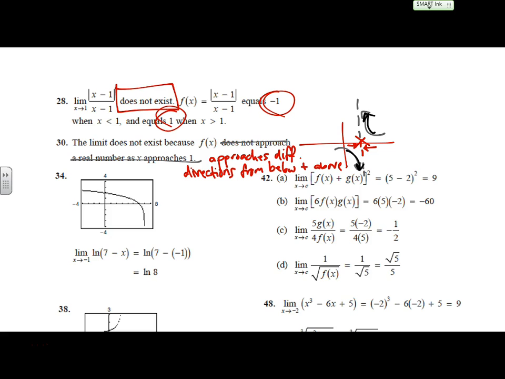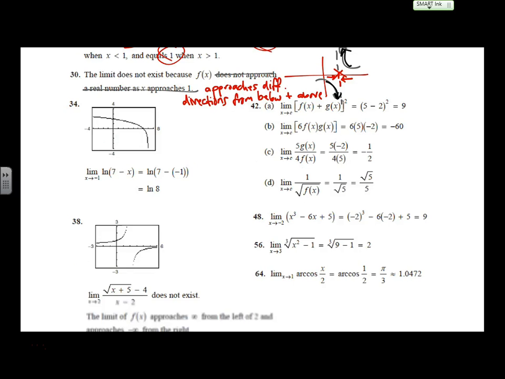You guys can already see number 34, that's ln of 8. Number 40, that was just from substitution. Number 42, you guys were just using properties, and hence how you were able to get 9 to negative 60, negative 1 half, and square root of 5 over 5 after rationalizing.